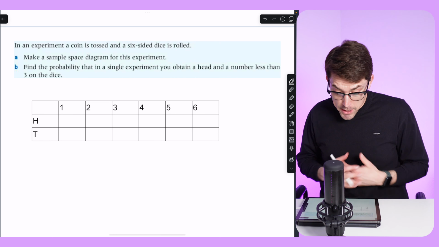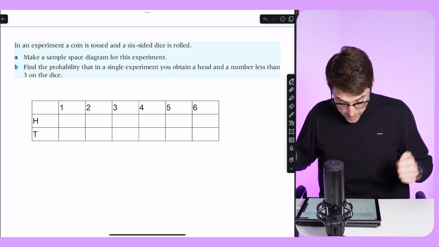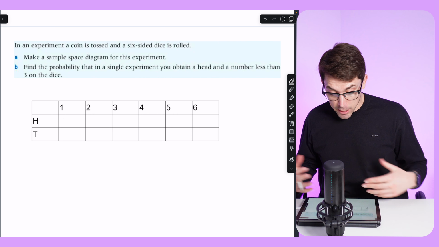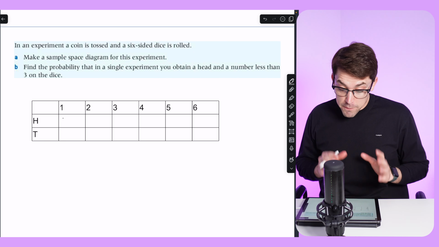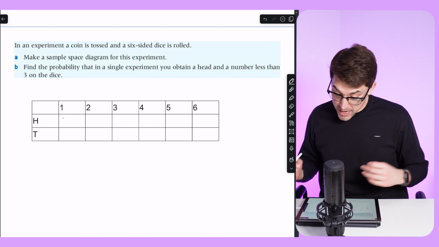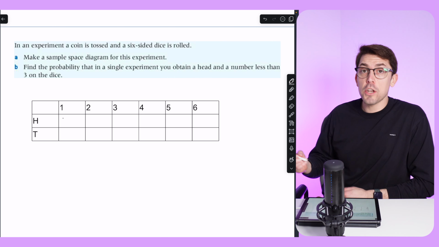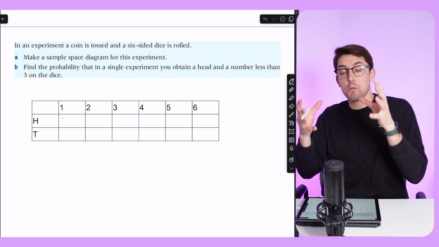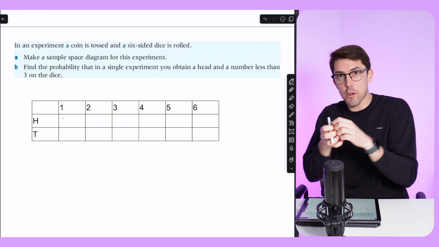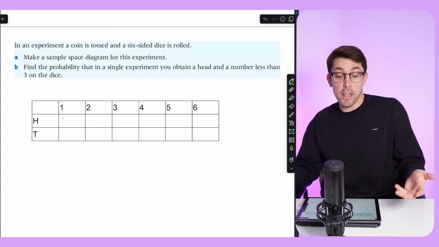So what we're doing in this experiment is we're tossing a coin and then rolling a dice. So now let's make a sample space diagram for this experiment in particular. So find the probability that in a single experiment you obtain a head and a number less than 3 on the dice. So what we're going to do, just like our last time, is put those probabilities together, put those outcomes together, and see how likely they are to occur.